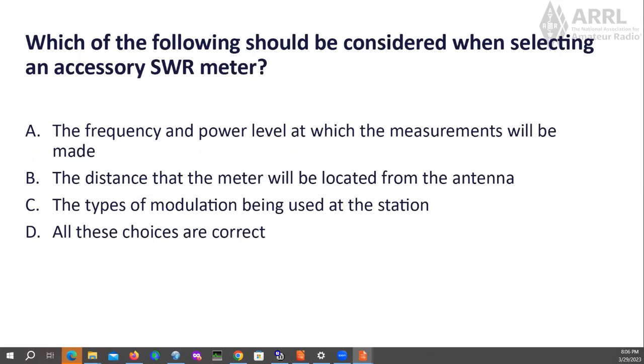Which of the following should be considered when selecting an accessory SWR meter? A, the frequency and power level at which the measurements will be made. If you get an inexpensive SWR meter, it might be fine at 10 watts or 100 watts, but if you use 1,000 watts with it, it's probably going to just let all that blue smoke out.